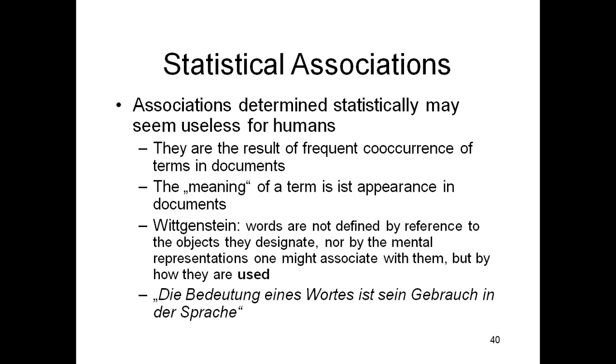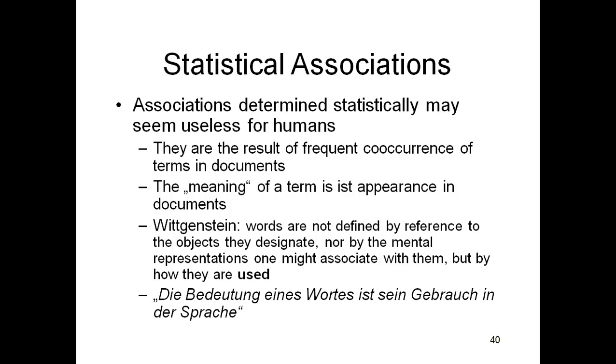So, these statistical associations could even look useless for humans or be senseless. When we see the word meaning of a term, we think of semantics and we associate some meaning with it. I have maybe an image of what something means, but here we just calculate the context of the word, the documents in which it appears.